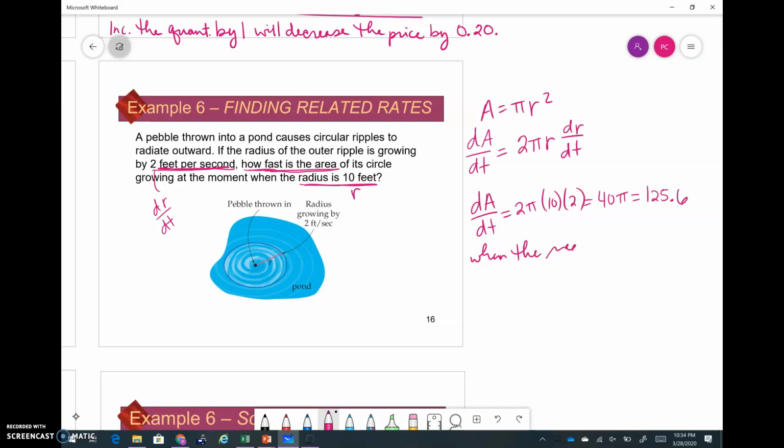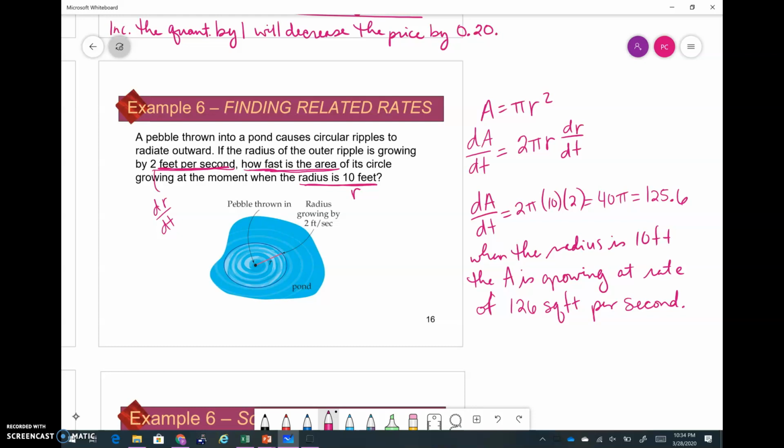All right, so when the radius is 10 feet, the area is growing at a rate of 126 square feet per second. So we took an equation that had two different variables, took the derivative with respect to time, and then we're able to plug in and find an answer.